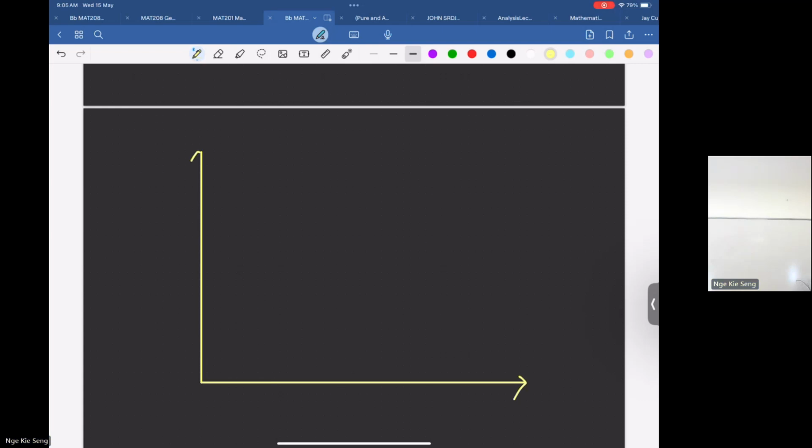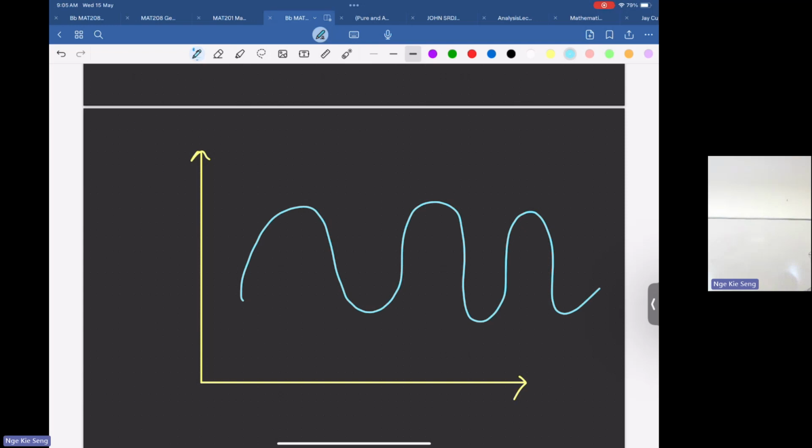Because your function doesn't always look straight. Your function may look something like this. It's like uphill, downhill, right? Your life is like uphill, downhill.